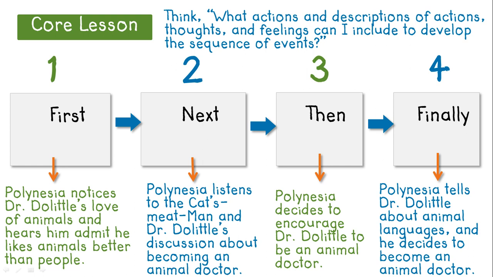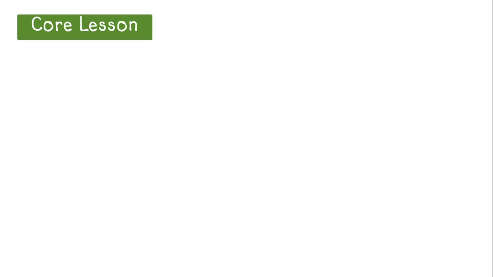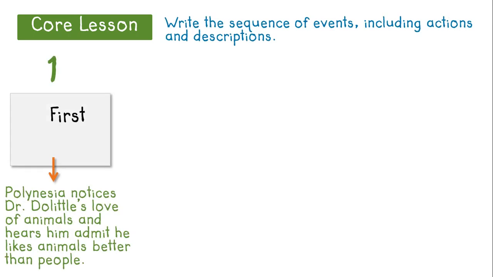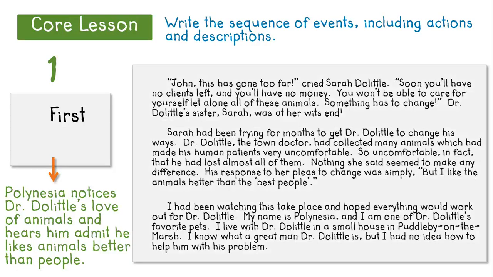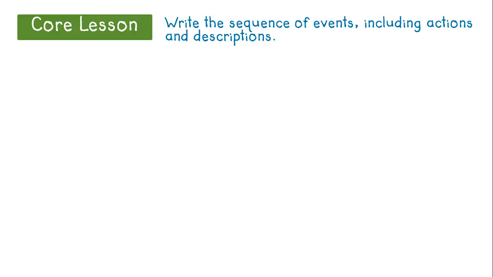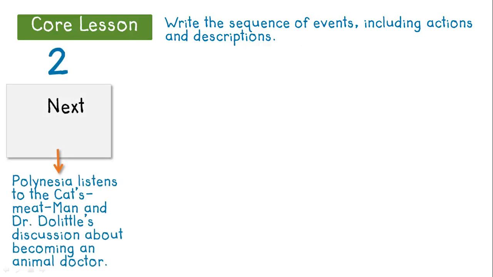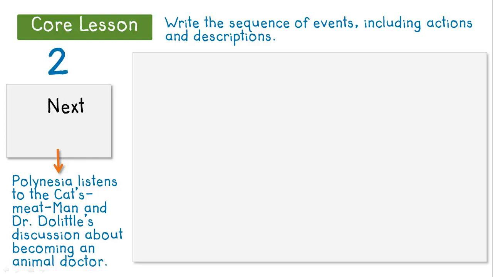All right, let's move on to our third step, and we are going to start putting together this sequence of events into a rough draft. In a previous lesson, we have already done this first step with Polynesia, so we have this introduction already written. So we can move on to our second box. I'm going to take what we wrote for the second box, Polynesia listens to the Cat's Meat Man and Dr. Doolittle's discussion about becoming an animal doctor, and put this into a paragraph.